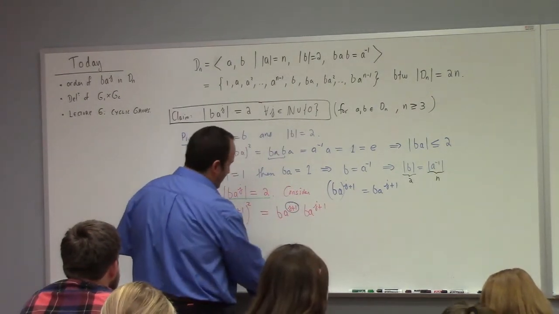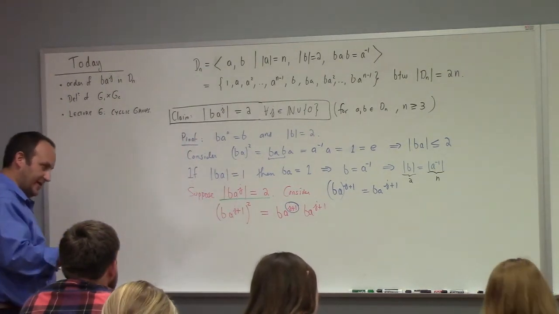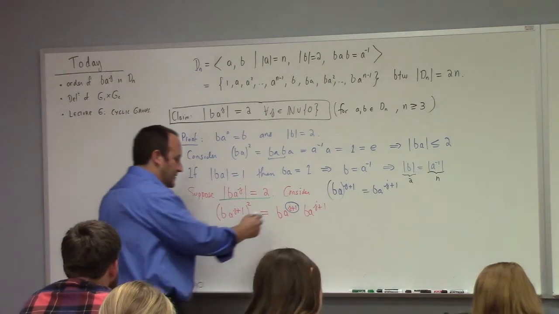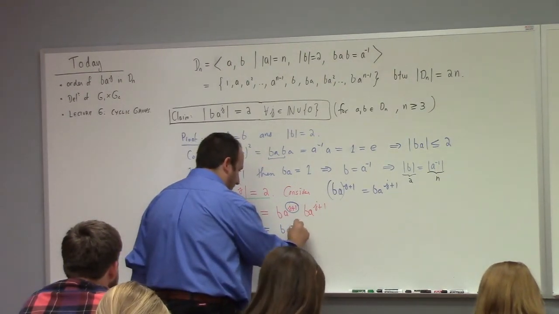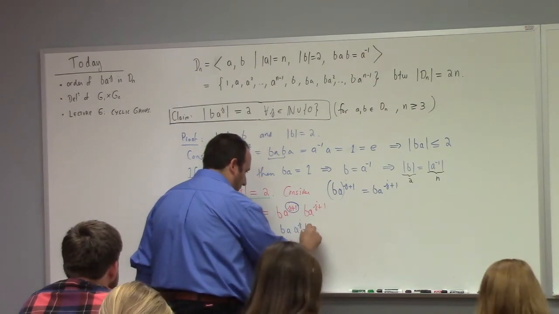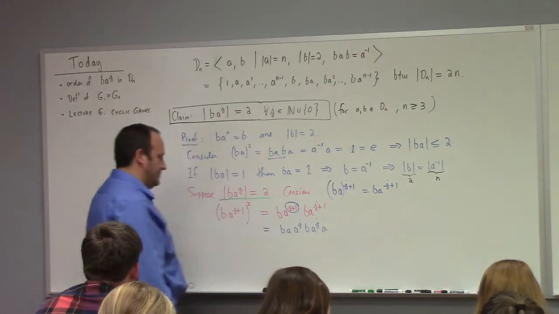The starting step is not wrong, I think, right? Yes. And this is B, A to the J, B, A to the J, A. I don't know if that helps or not, but there you go.